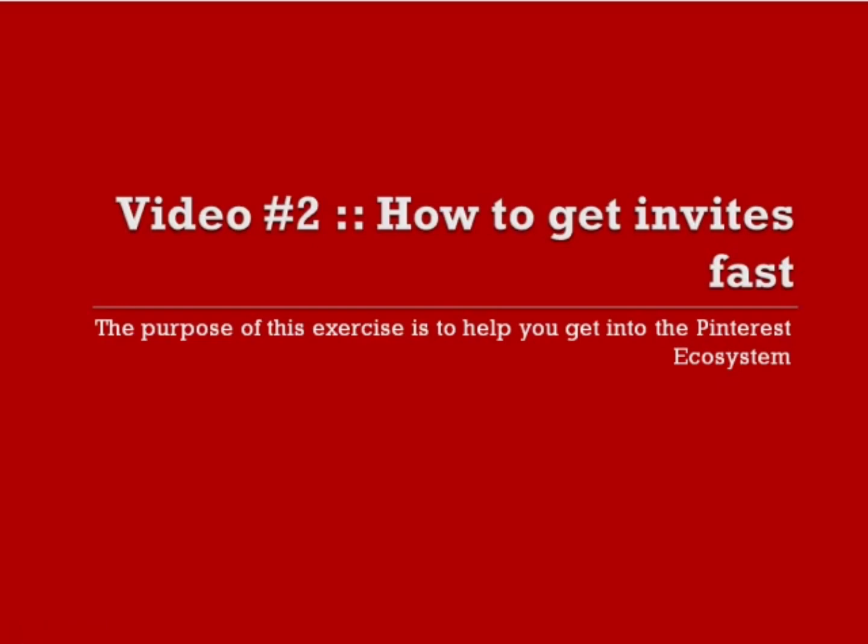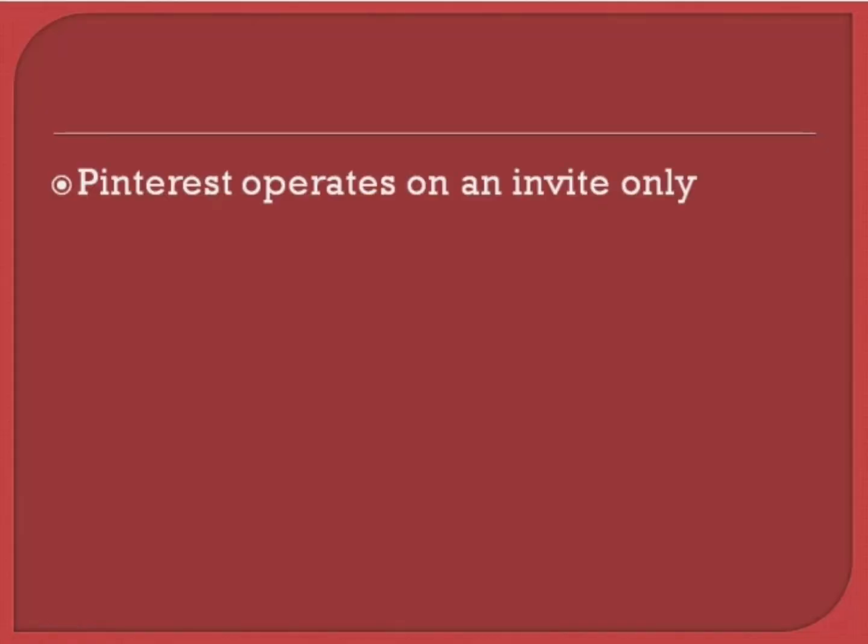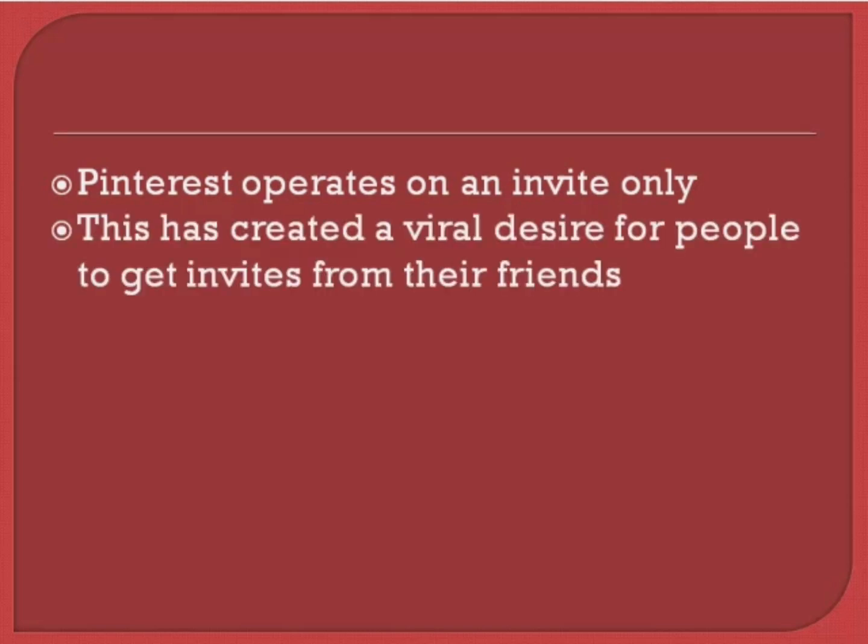Hi, and welcome to video number 2. In this specific video, you're going to learn how to get invites fast. The purpose of this exercise is to help you get into the Pinterest ecosystem. Now, if you're aware of how Pinterest started out and how they work, Pinterest operates on an invite-only system. And that's actually how they started. They started out where they invited people, and other people would invite their friends, and they would invite their friends and their friends. And what happened is they created a viral desire for people to get invites from their friends.